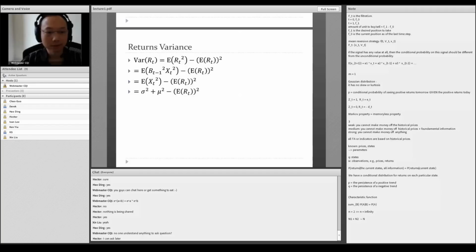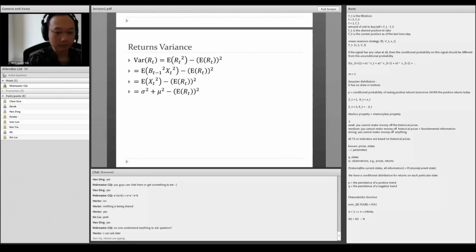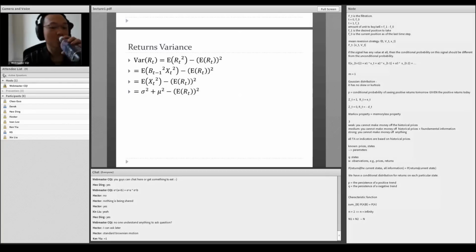Ken is correct. Because if you look at it, BT is either minus 1 or 1. So when you take the square, it's always 1. So BT actually didn't disappear, it's just 1. So BT square is always 1 because BT is minus 1 or positive 1.